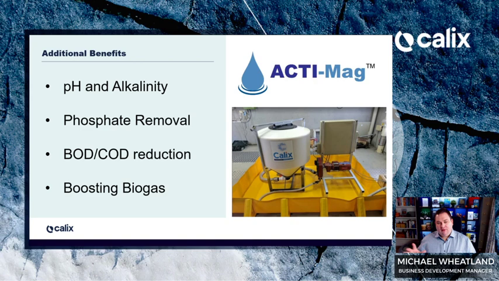If the treatment plant has a biogas system on it as well, so an anaerobic digester with either a heat exchanger or electricity generator, this product allows you to boost the amount of gas that's coming off that anaerobic system, so you get improved heating or electricity generation, which means that you don't need to use as much electricity or gas on the treatment plant, so it reduces costs.